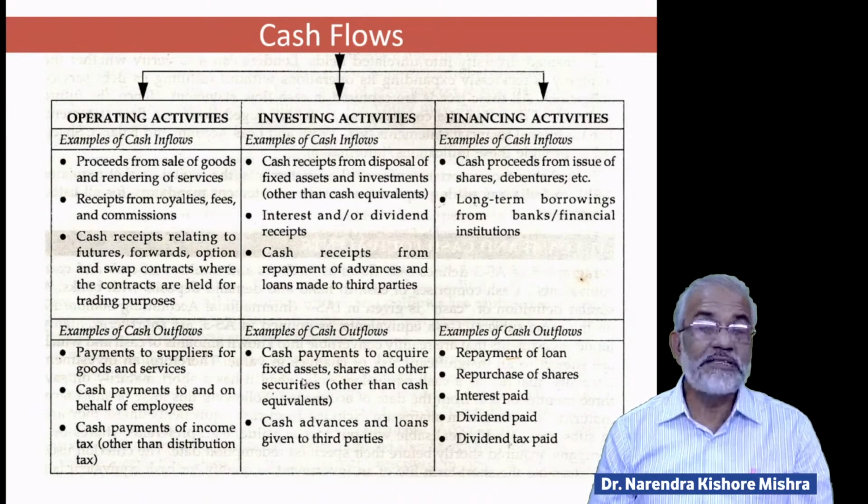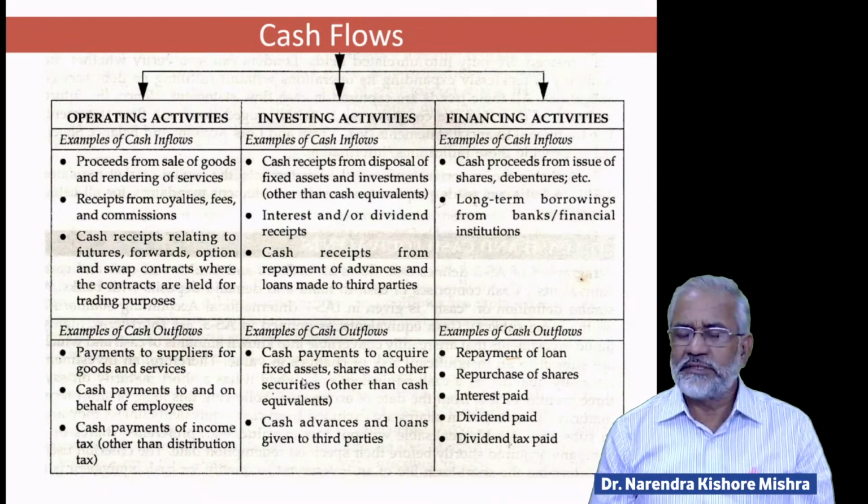And in case of the indirect method of determination of the operating flow of cash, what do we do? We take the net result of the profit and loss account, the income statement. That means the profit or net profit.